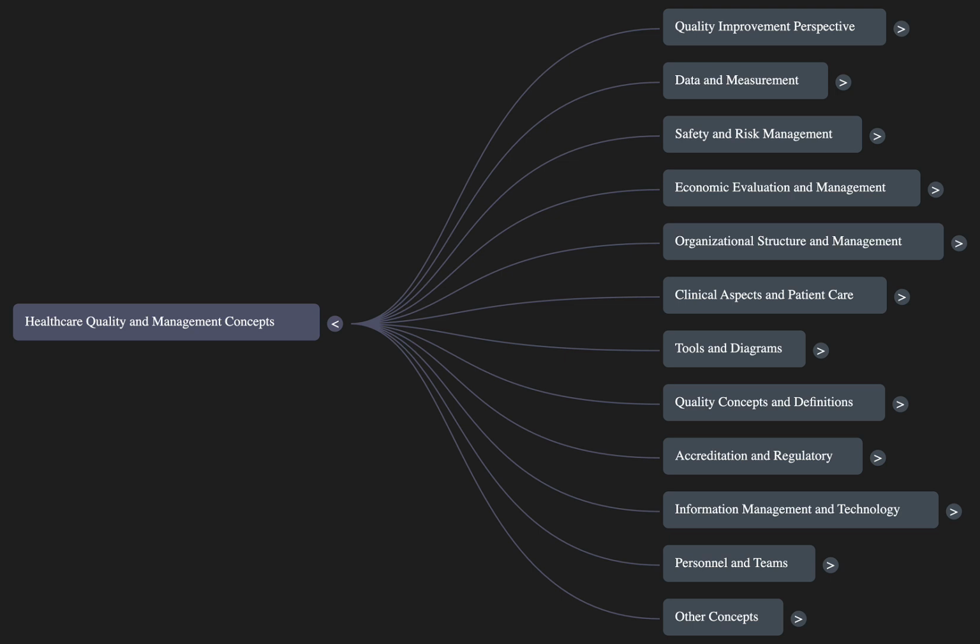Okay, now some more performance improvement questions. Question 51. After benchmarking and identifying best performers, what's the most effective next step? Learning is good, but action is better. The next step is to take those best practices learned and implement changes back at the team's own site to try and achieve similar results. Adapt and implement what you learned.